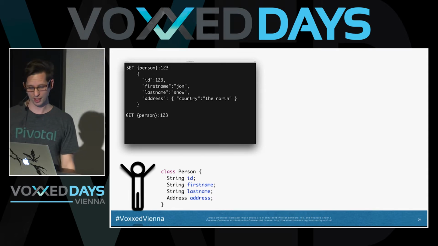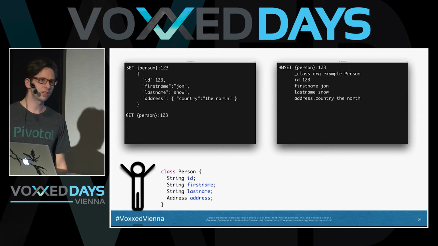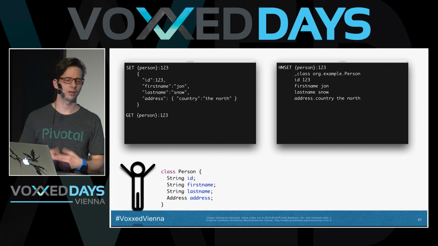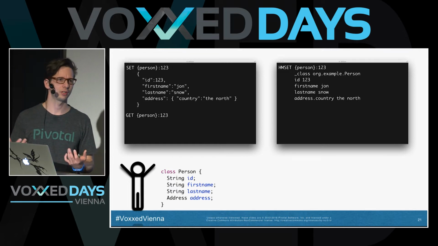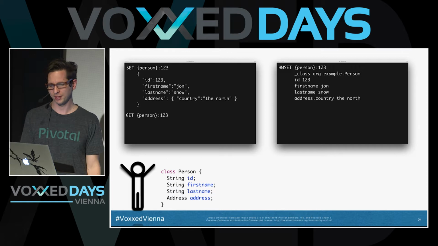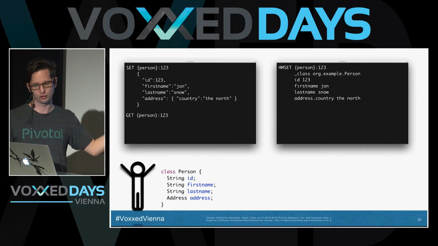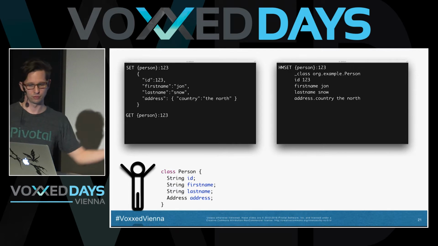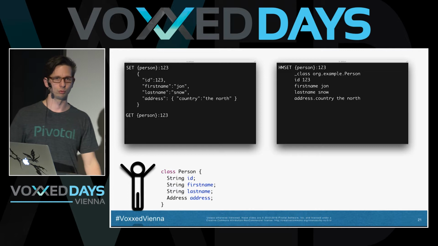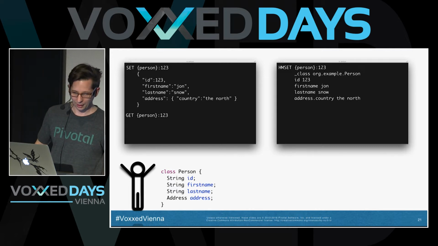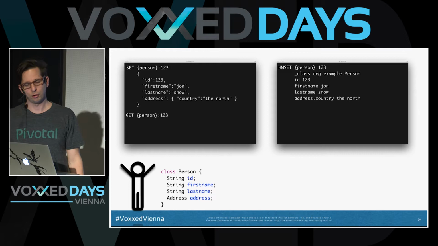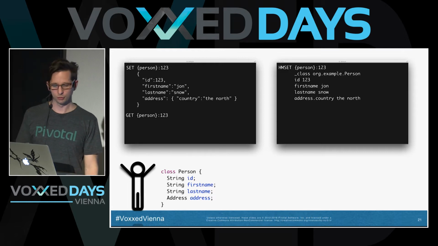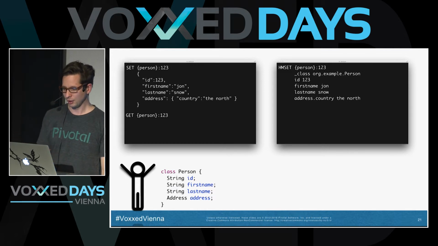Another approach would be the object hash mapping, which basically flattens out all the properties that you have in your domain model so that they fit into a Redis hash. So what you would have is the ID, the first name, and for complex objects you would separate the properties by a dot. So you would have address.country and then the north, to indicate that this is a complex nested path, and you use the domain meta model to map it back on deserialization.